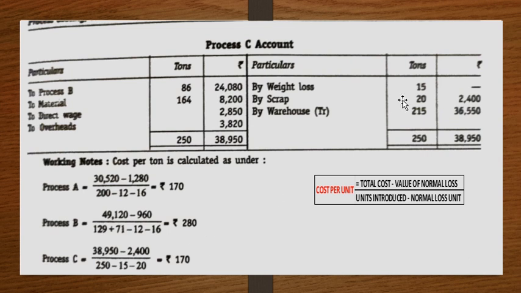So the amount for the tons transferred to the warehouse is 215 into the cost per ton you have calculated, rupees 170. So you will be getting 36,550. So both the input as well as the output column are matching. As it is matching, there is no abnormal gain or abnormal loss. Thank you everyone. The next problem will be solved in your next video.